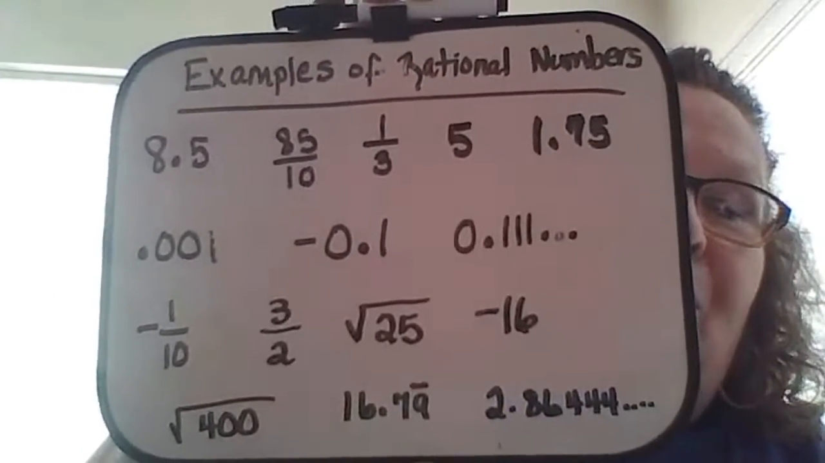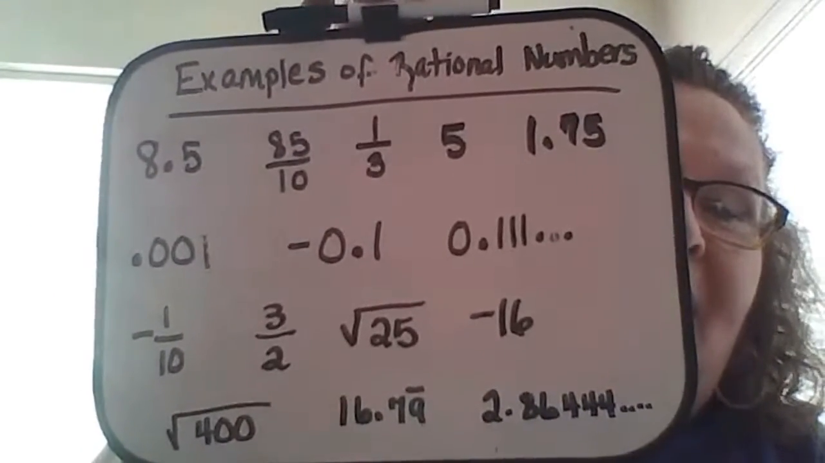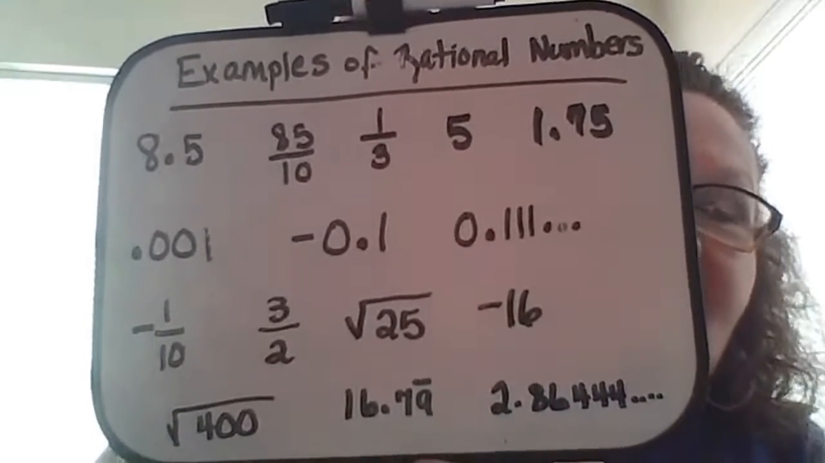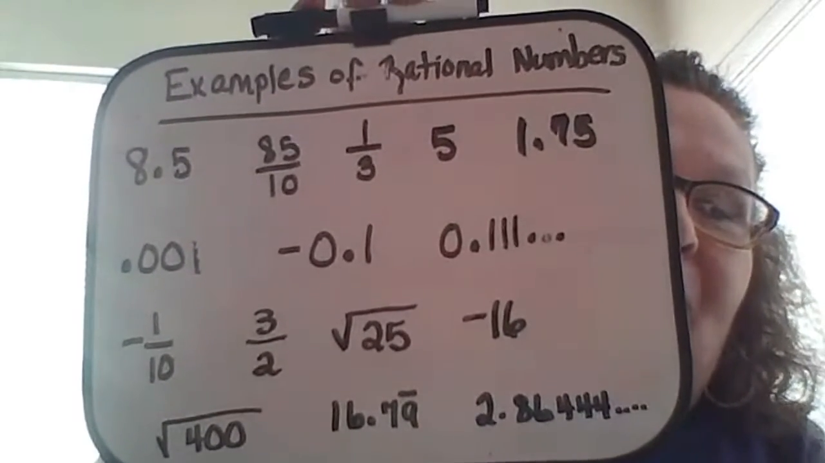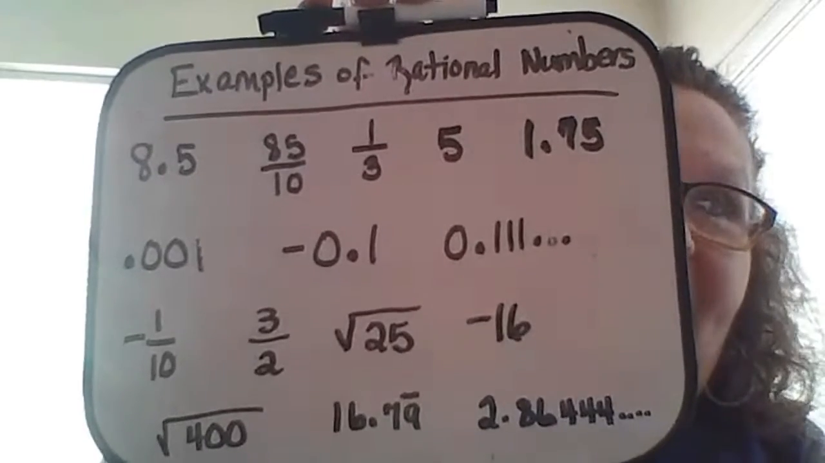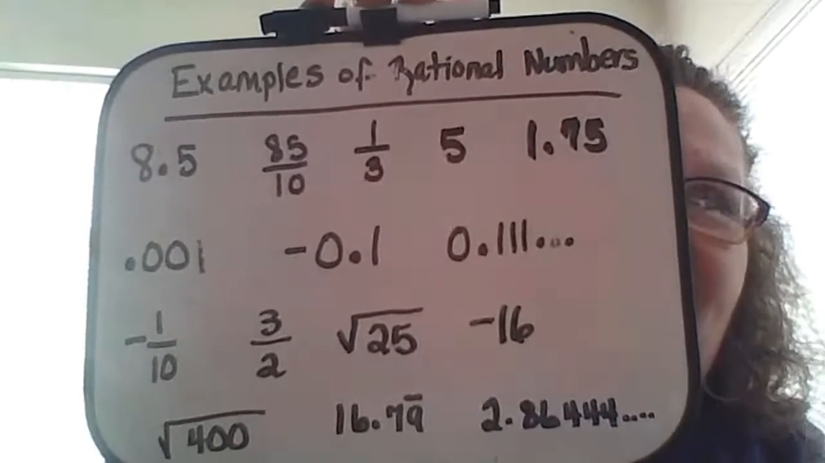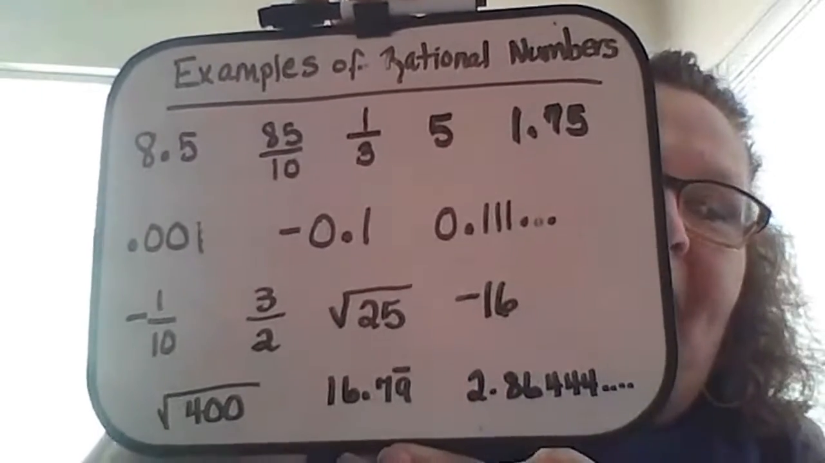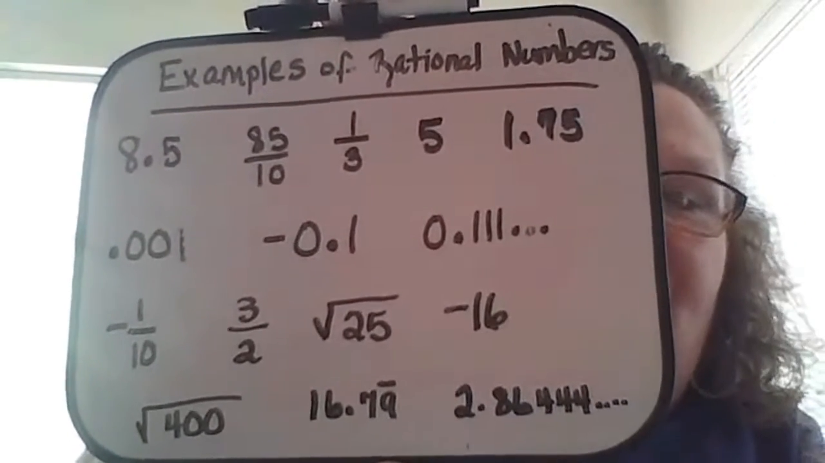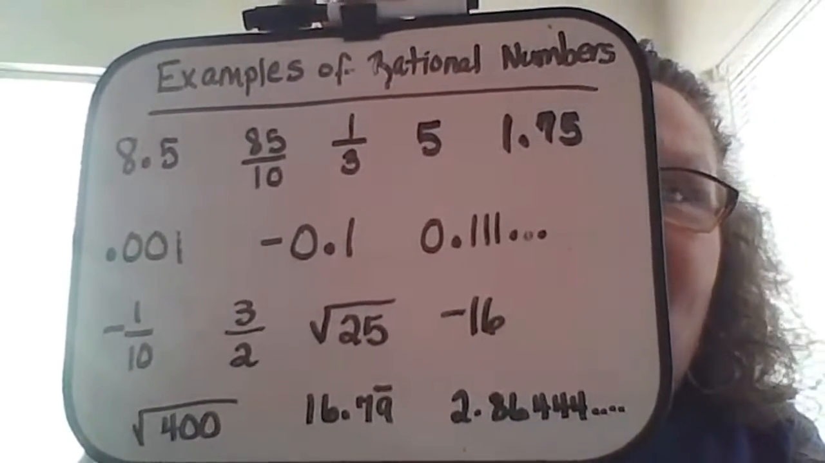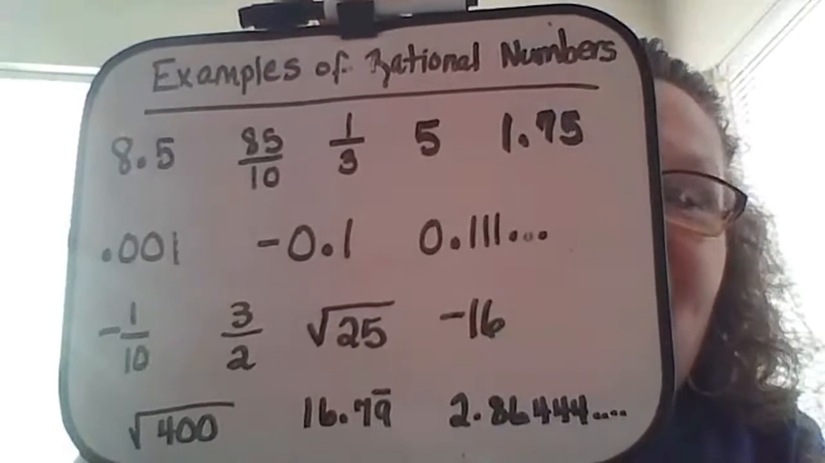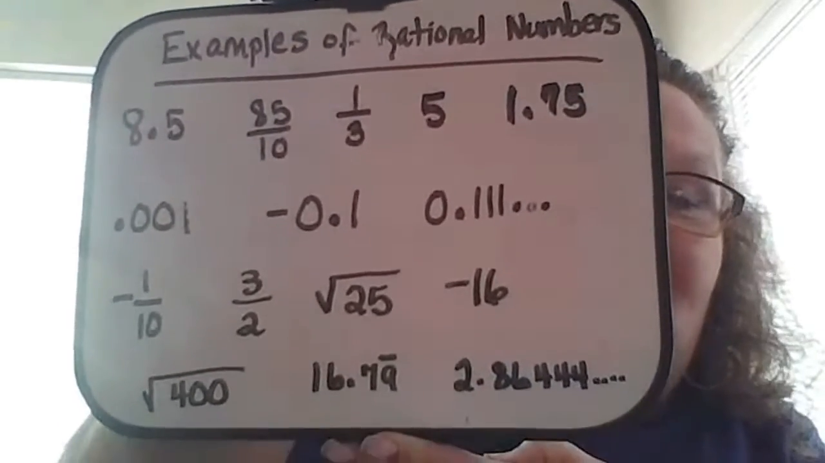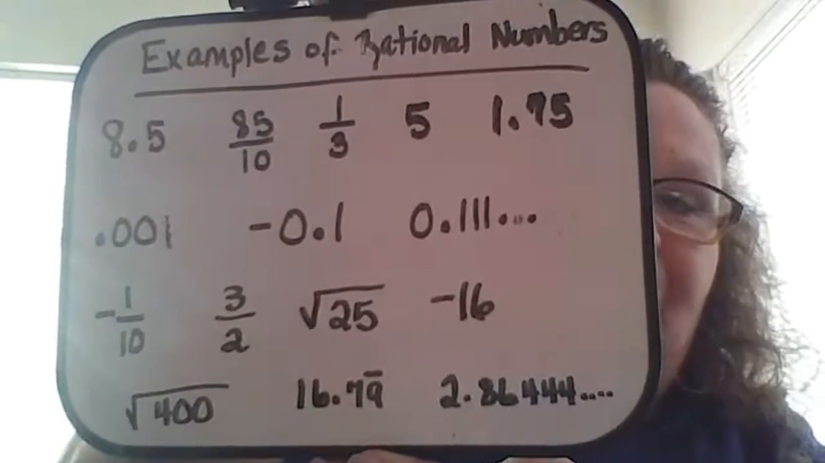The 0.111 with the dot, dot, dot, hopefully you know that the dot, dot, dot means that it goes on forever. So since this is a decimal that goes on forever, but it does repeat, we know it repeats because it has the dot, dot, dot after the ones. That's rational since it repeats. Negative 1/10. If you divide that out on your calculator, it's going to give you negative 0.1. Since that decimal stops or terminates, it's rational.